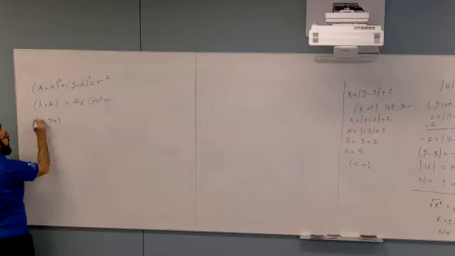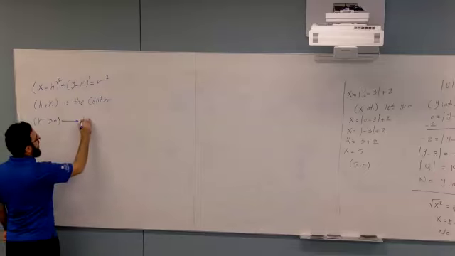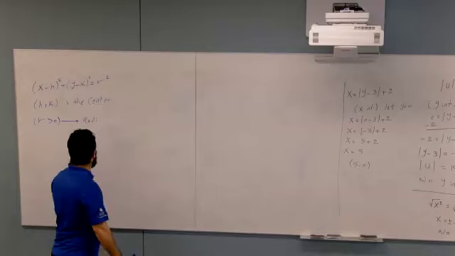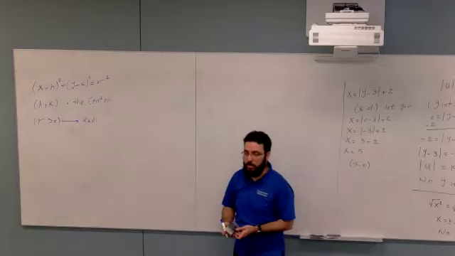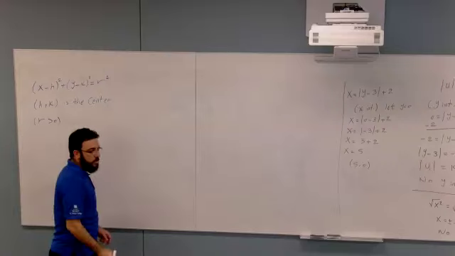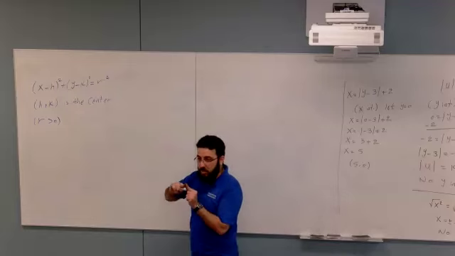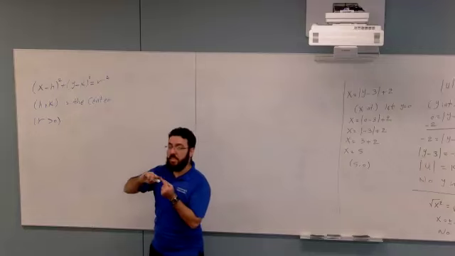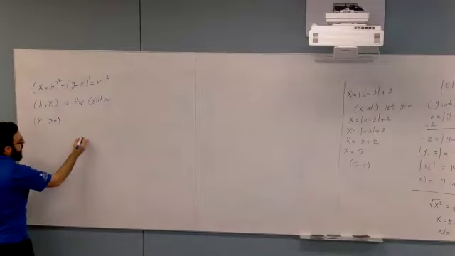r should be greater than 0. What does the r stand for? Radius. The radius of the circle is going to be r, and it's always positive, because there is no negative radius. Radius is the distance between the center and any point on the circle. So of course it's going to be positive.